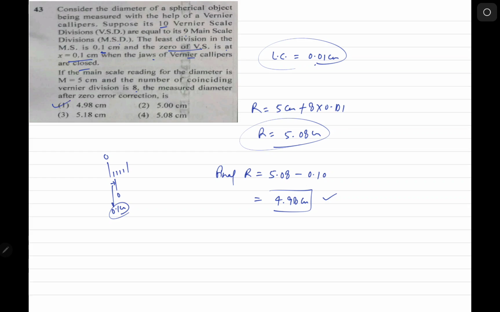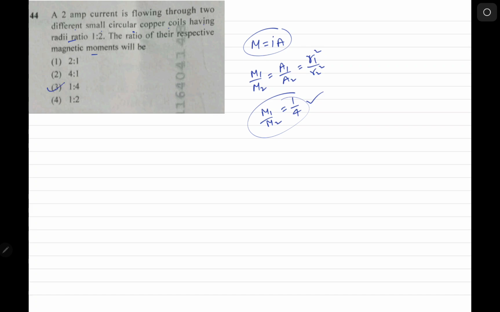Hope you understood. Let's move to the next question. Question number 44, which is based on the magnetic moment of coils. The formula is m equal to I into A, so that's what we are going to use. 2 ampere current is flowing through two different small circular coils having radius ratio 1:2. The ratio of their respective magnetic moments: m1 by m2, they have the same current, so it is a1 by a2, which is r1 square by r2 square. So m1 by m2 is nothing but 1 by 4. That's it. Straightforward, very easy question. So option 3 is the correct one.